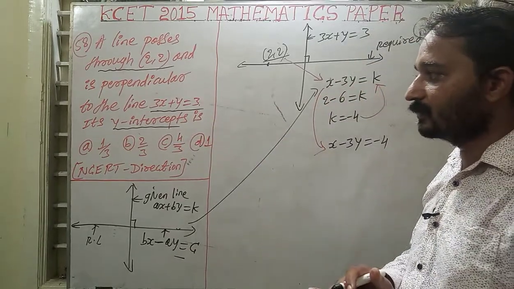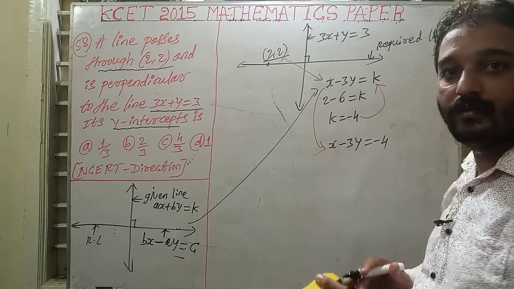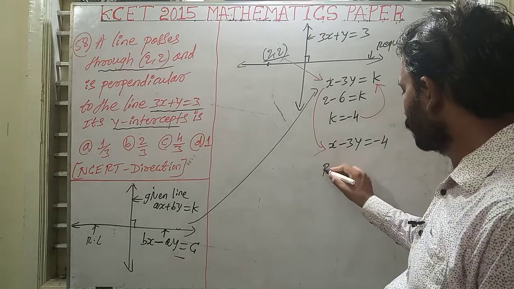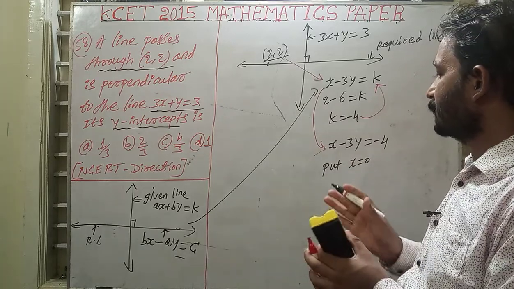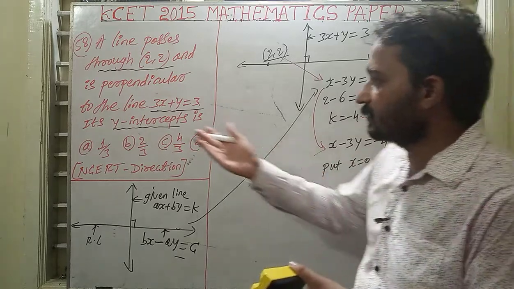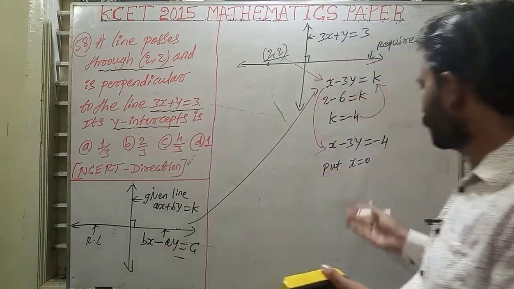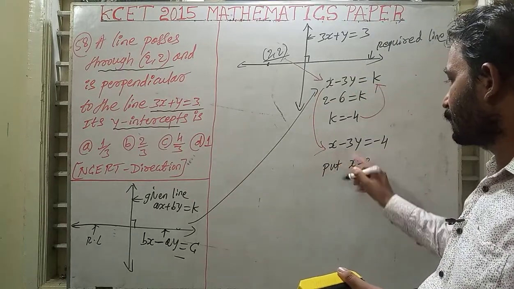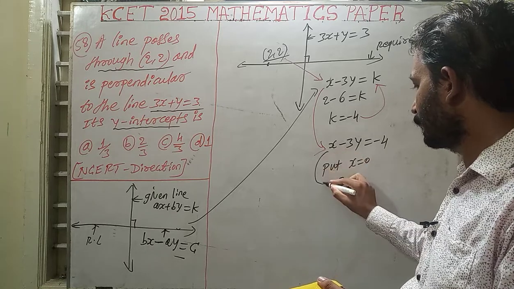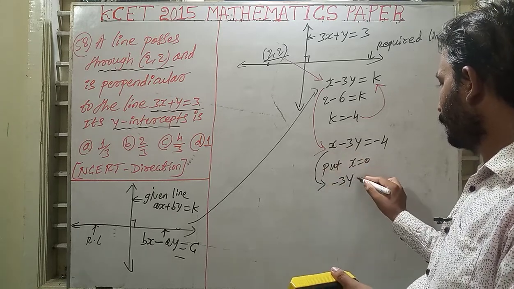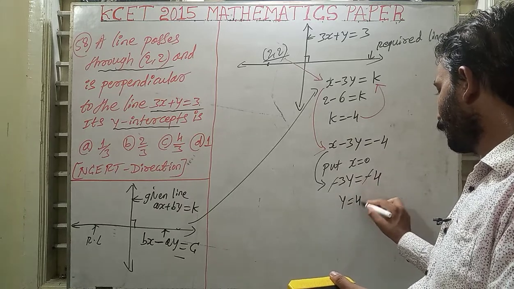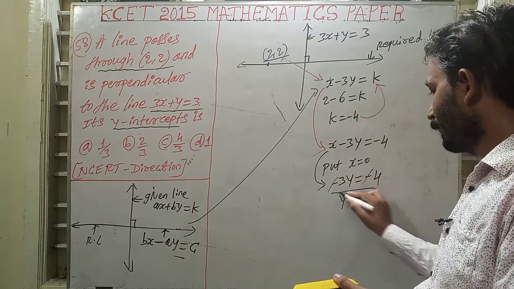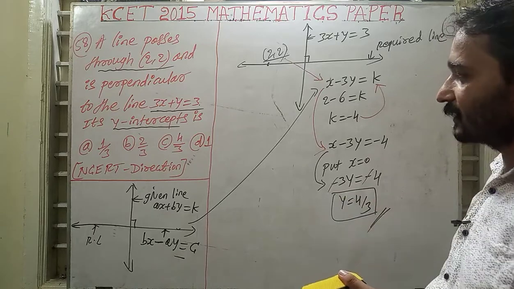Y-intercept means what? Put x equal to 0. For the x-intercept, of course, put y equal to 0. Here we have to find the y-intercept, so put x equal to 0. This becomes minus 3y is equal to minus 4, minus minus cancel, y is equal to 4 by 3. This is the y-intercept, so 4 by 3 is the answer.